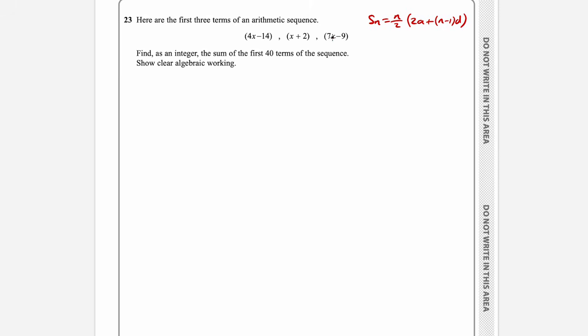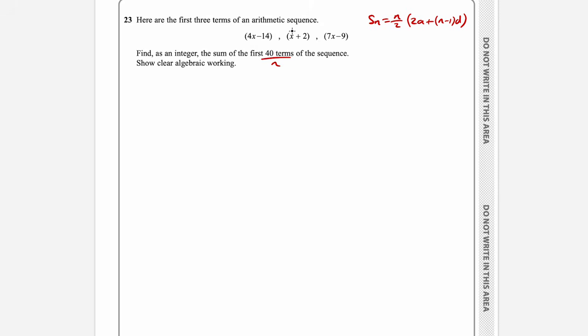Okay, to use this formula, I need n, I need a, I need d. I don't have any of those things because I've got this x here. So, no, sorry, I do have n. N is 40. But I don't have a and I don't have d. So, to find them, I need to figure out what x is. The way I get x when you're given these three terms, guys, I believe I've just done a lesson on this quite recently.